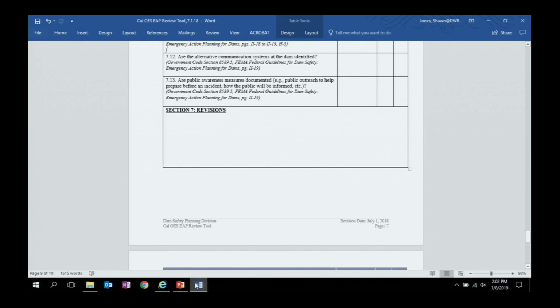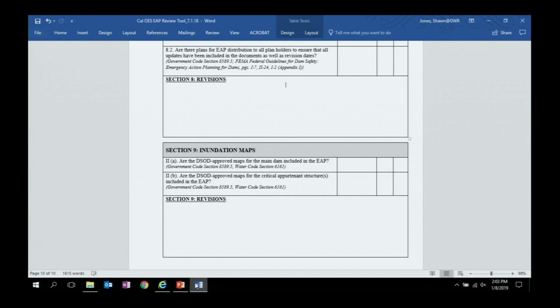And then kind of going into public awareness measures. How are you reaching out to the public to let them know, in case of an incident, how they would handle that? Where would they go? What would they do? So it's just making sure that you establish some type of public awareness, working maybe with a local PIO, and identifying that communication, doing workshops and things like that.